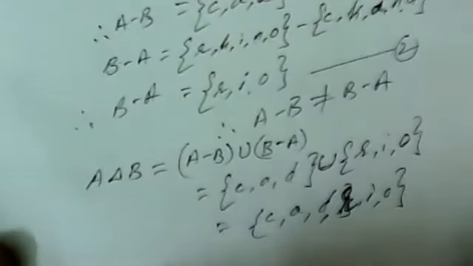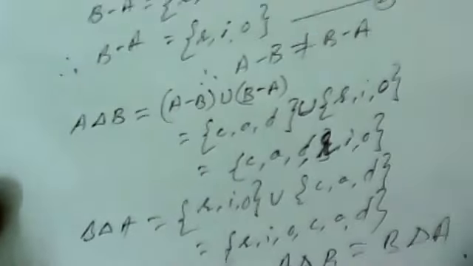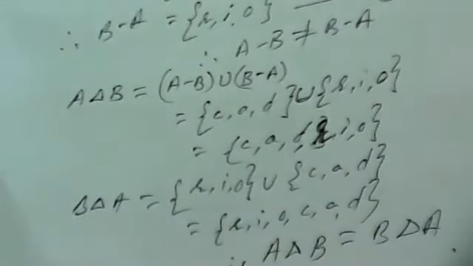Similarly, we go for B delta A. B delta A is equal to R, I, O union C, A, D. So we write this as R, I, O, C, A, D. Observe from these two, they are the same elements. Therefore, A delta B is equal to B delta A. So this is what we have. Any doubt in this? No, sir. Okay.